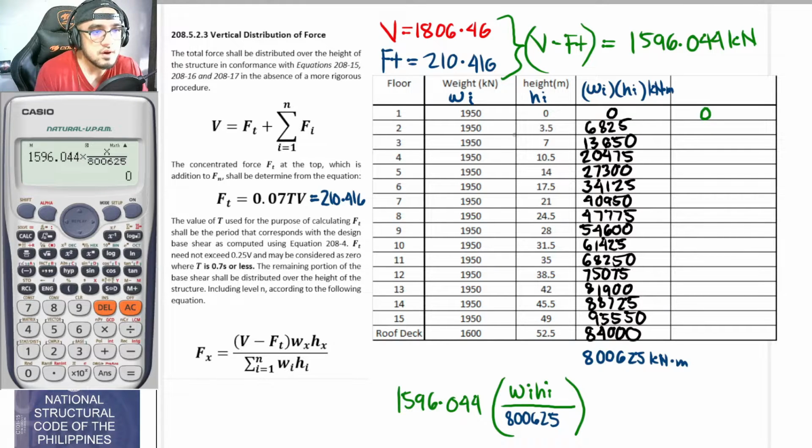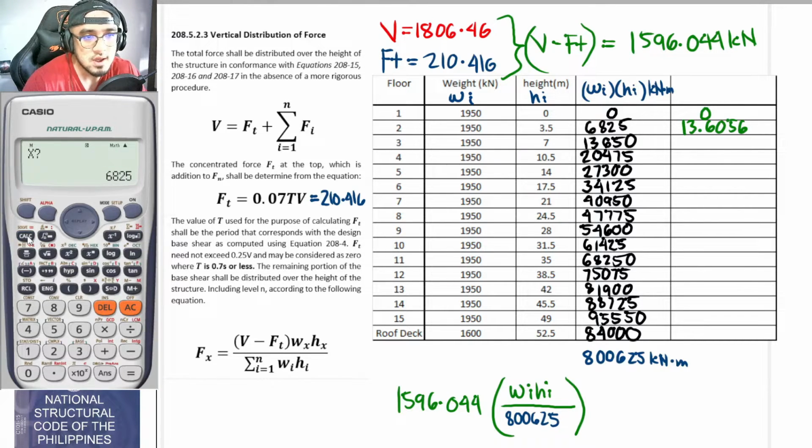And as for the second floor, of course I would be substituting 6825 here, or this one. And why did I do that? So I would just be clicking alpha x. So click calc and I would be typing 6825. So this is now equal to 13.6056 kilonewtons.